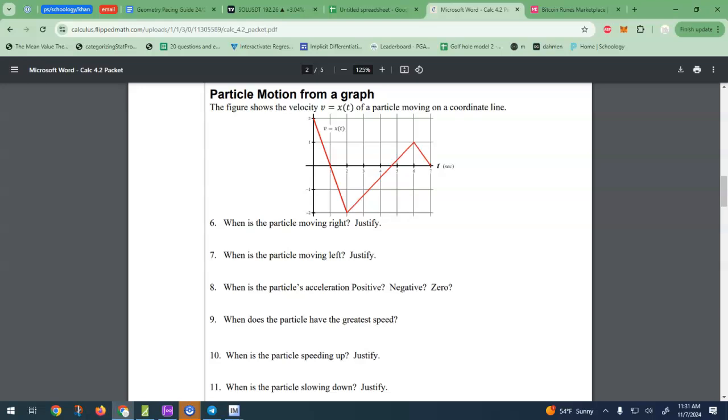Right? Okay, when is the particle speeding up? Speeding up means the velocity and acceleration have the same sign. So let's just start with where the velocity is positive, and then we'll see where the acceleration matches. The velocity is positive here, right? Because we're above the axis. But the acceleration is the slope, so the acceleration is negative. So in that area between 0 and 1, we are slowing down because the signs are opposite. And I'll justify it all in here.